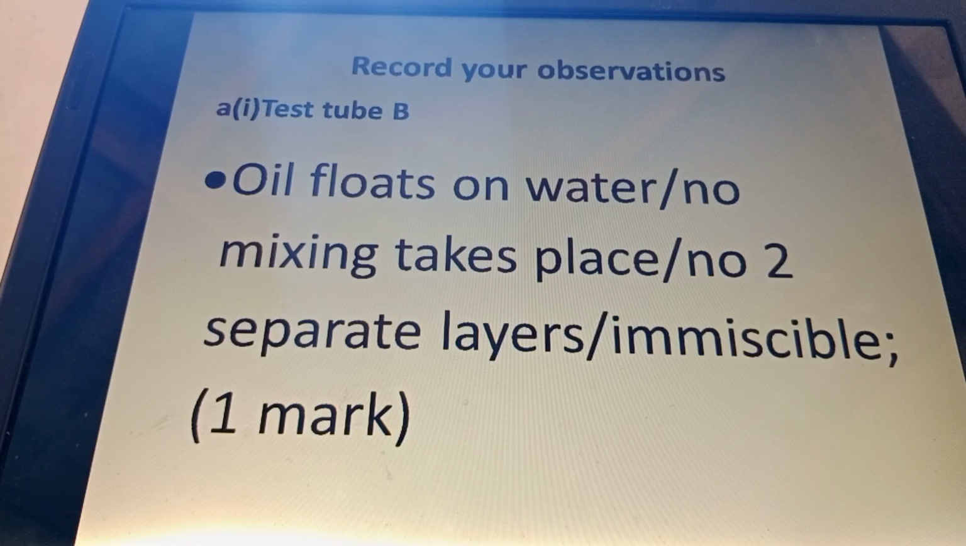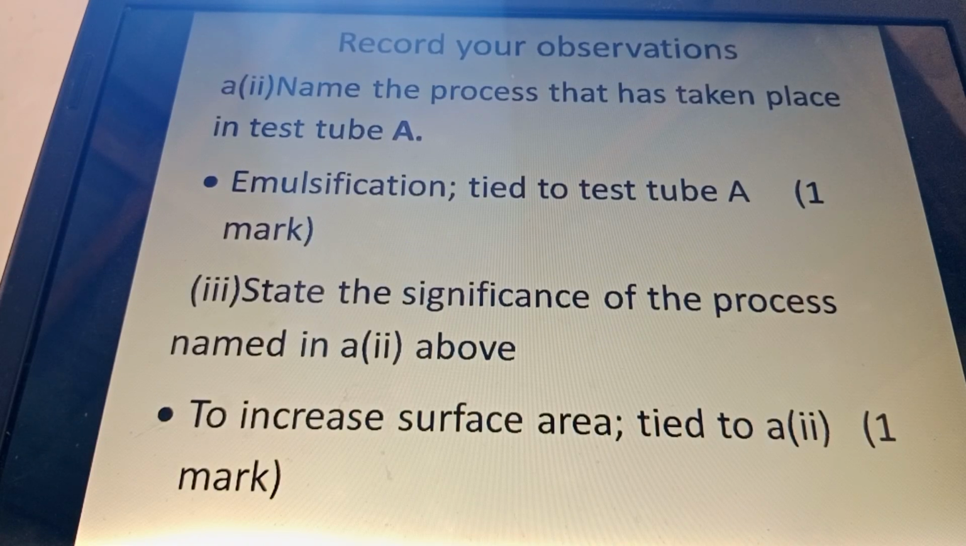Observations for test tube B: oil floats on water. You can say that, or no mixing takes place. Or you say no 2 separate layers, or you say immiscible. The liquids are immiscible.